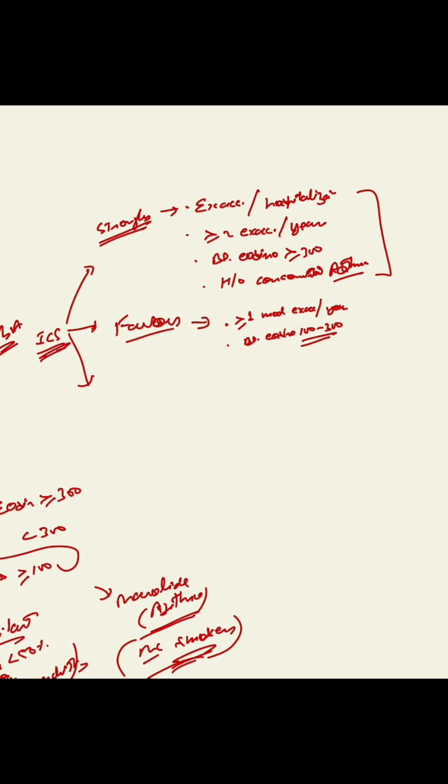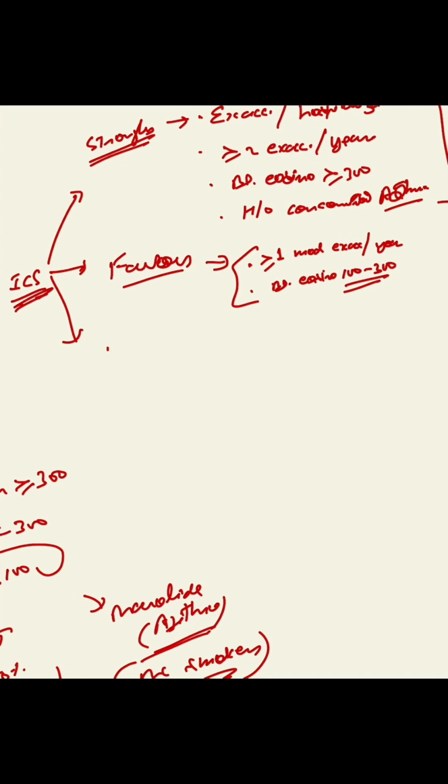that ICS is strongly recommended when there are exacerbations or hospitalizations, or more than 2 exacerbations per year, or the blood eosinophils are more than 300, as we have discussed, and if there is concomitant asthma also prevalent in the patients. And it is favored also in patients having blood eosinophils 100 to 300. That means we can use ICS in patients having blood eosinophils more than 100, depending on the condition of the patient.